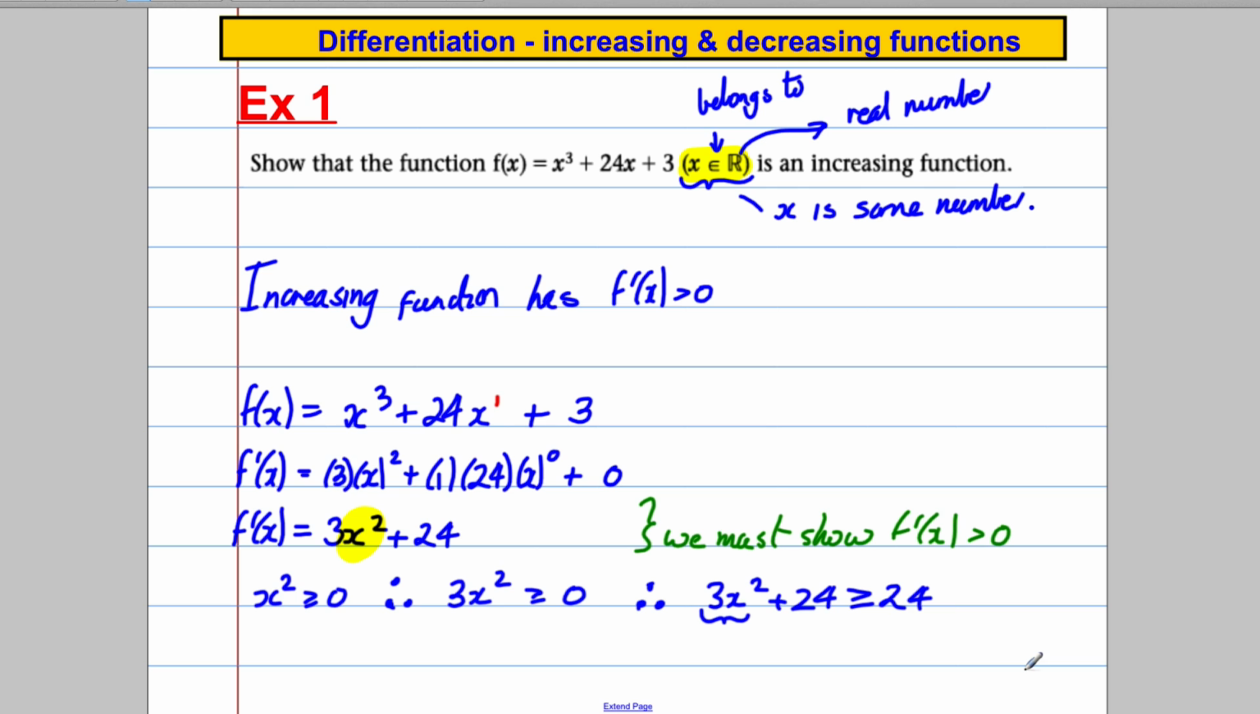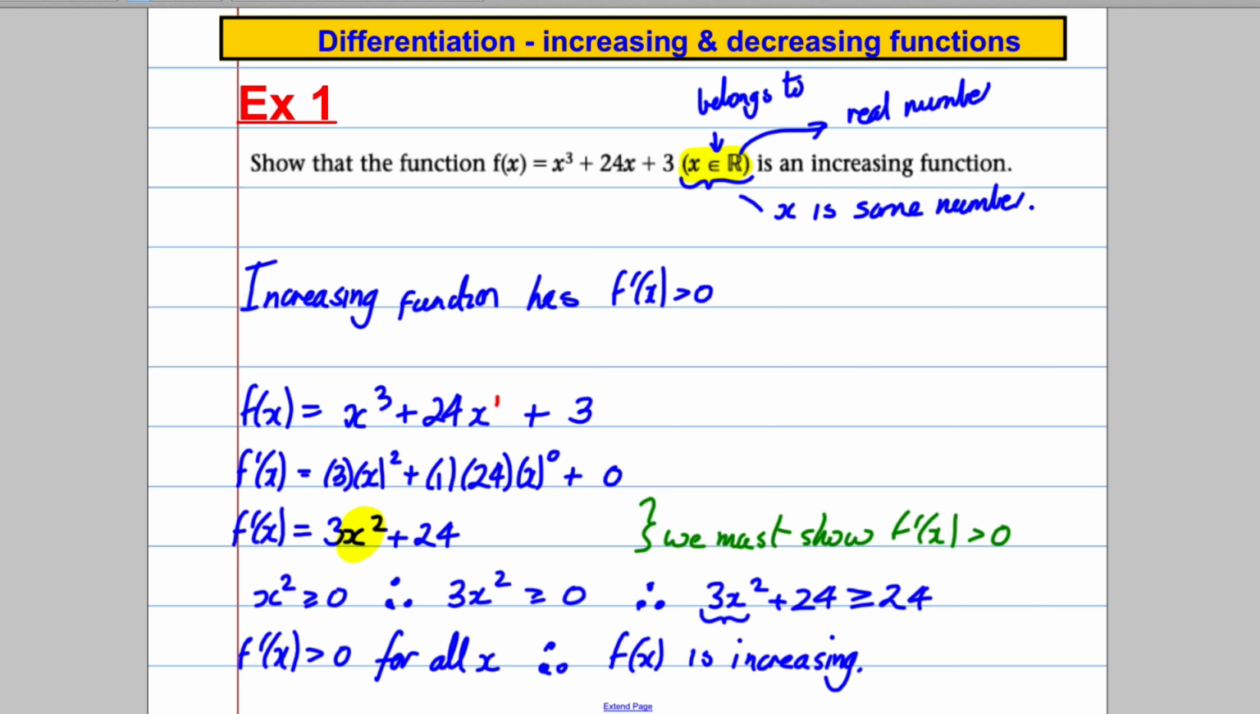So therefore, we know that f dashed x is bigger than 0 for all x. Doesn't matter what x, therefore f of x, the original function, is increasing. The original function is increasing if its gradient function is positive. Done.